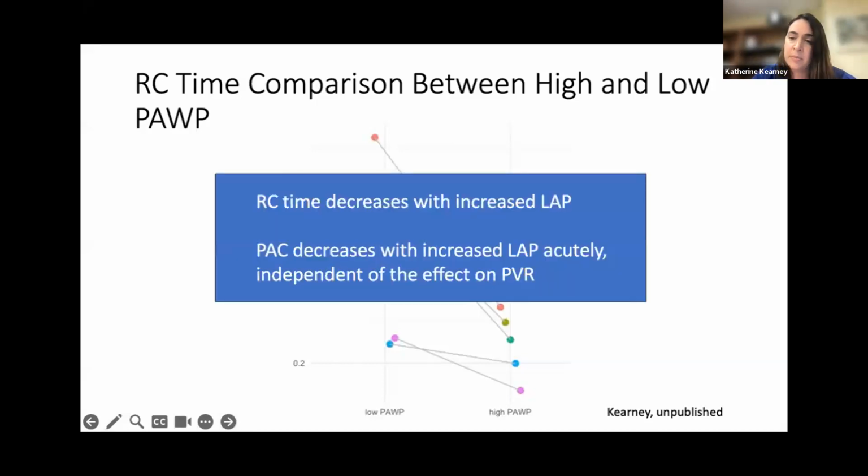The decrease in RC time with increased left atrial pressure suggests that pulmonary arterial compliance decreases with increased left atrial pressure, independent of the effect on pulmonary vascular resistance. This is significant for the assessment of acute loading conditions on the right ventricle. As an integrated measure of PVR and PAC, accounting for both pulse time and steady state loading, this suggests RC time could be considered as a complete RV afterload assessment parameter.